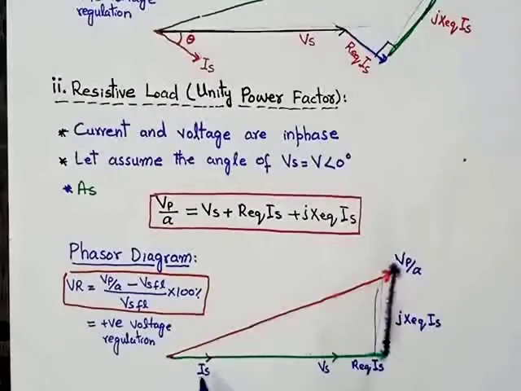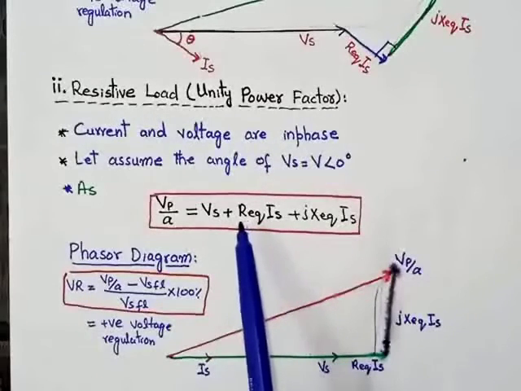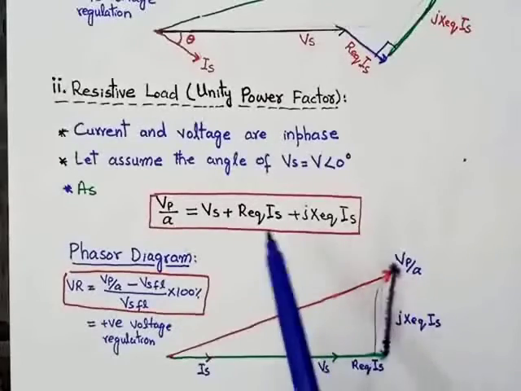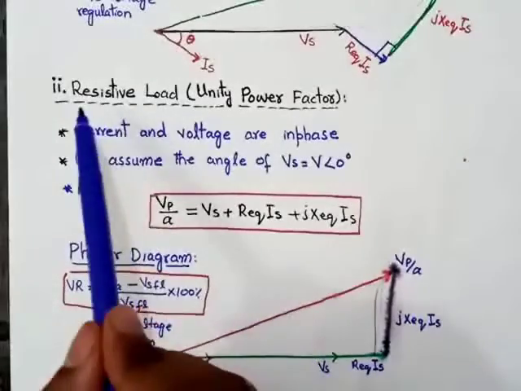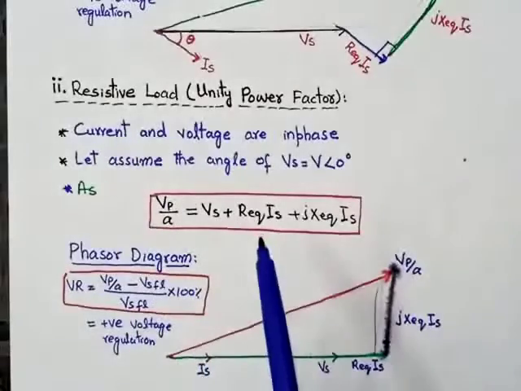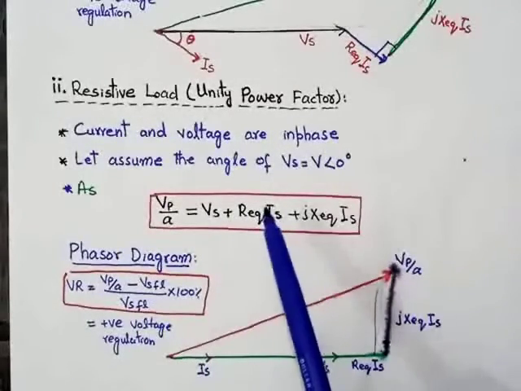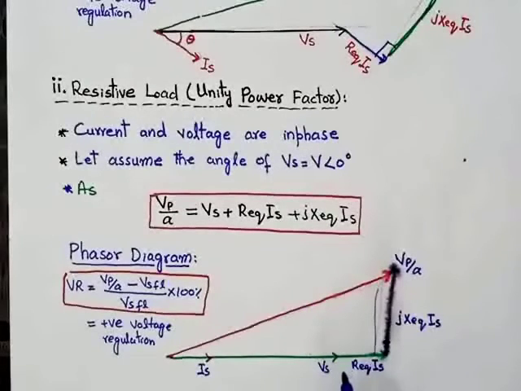So this is the angle of the current Is. As we know, the angle of the resistance is 0 degree and the angle of the current is 0 degree as well in case of resistive load. So when we multiply these two angles, 0 plus 0, the answer will be 0 degree. So that's why R equivalent into Is will be on the x-axis as well. So this is the R equivalent into Is.